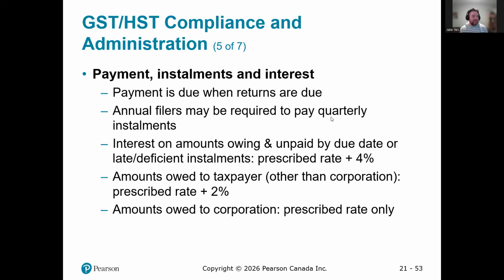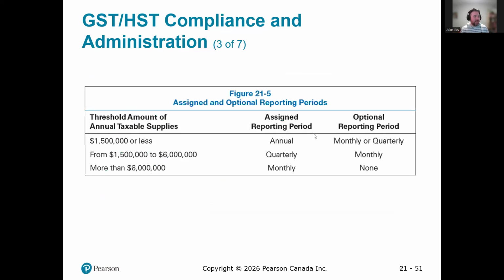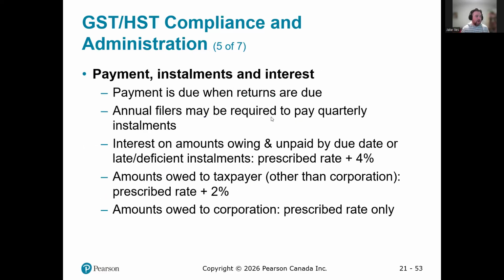The government will do this because, in the same way that we might opt for quarterly returns to get our refunds, the government might want those installments so they don't need to wait a full year to be getting that money. Interest on amounts owing and unpaid by the due date: if we file a return and we're not paying the balance, the interest rate that's charged to us is the prescribed rate plus 4%.